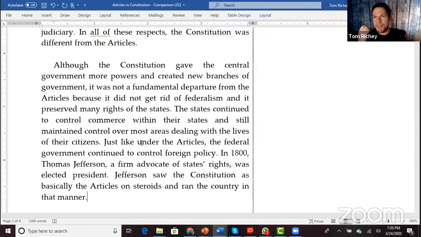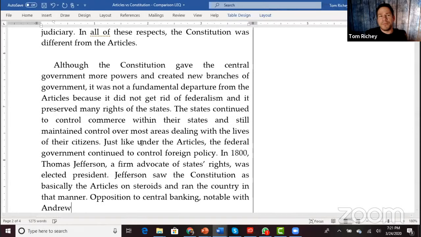Jackson, for example, had opposition to central banking, which is notable with Andrew Jackson as well as Jefferson.